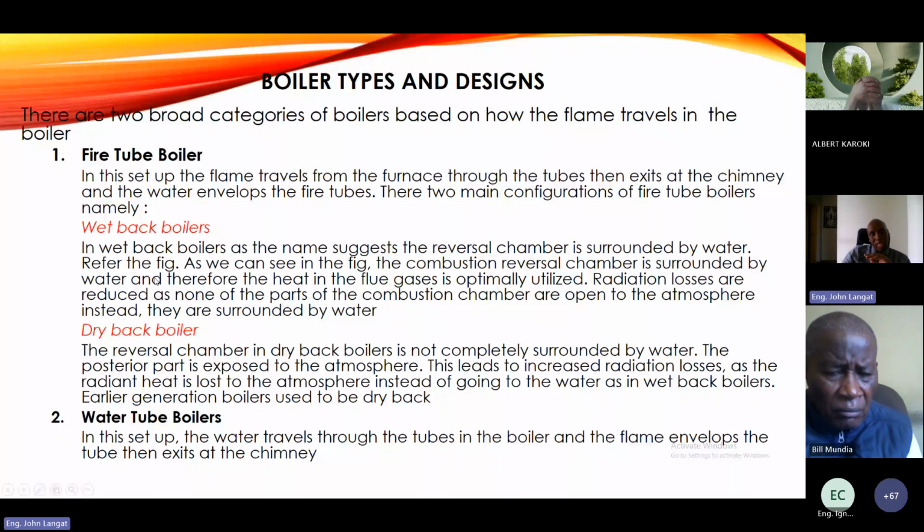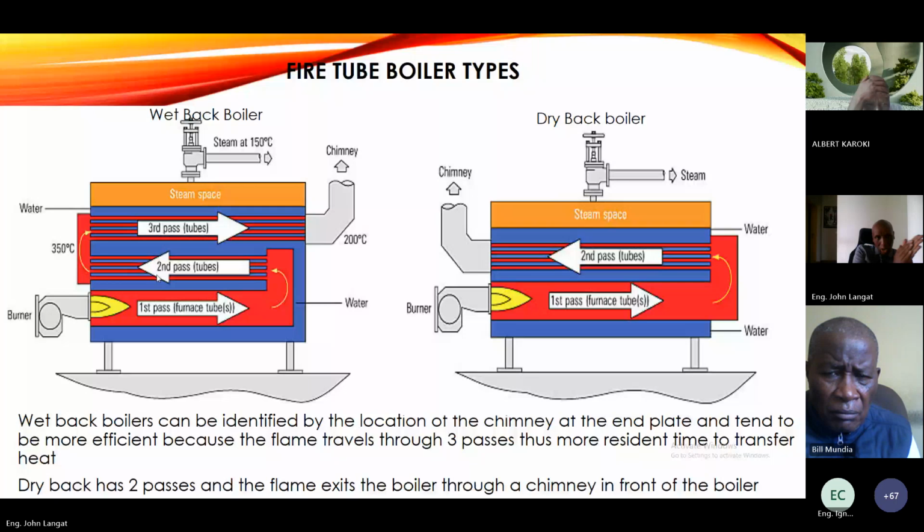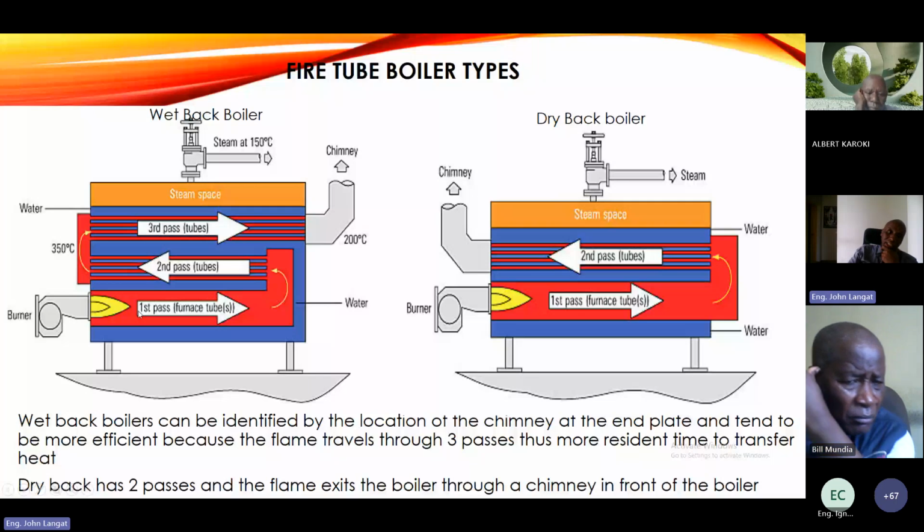So this diagram clearly shows how the flame travels in wetback and dryback boilers. The bottom here is the first pass, that's the furnace. Then there's the reverse pass. There's a separation here because the chimney is up here, and that's why it's by a water surface. That's why it's called wetback. Then there's a second pass here, and a third pass here. Normally, wetback boilers are 3-pass boilers, and they're the most efficient because, as you can see, the flame travels 3 times in the tubes inside the boiler before getting out of the chimney.